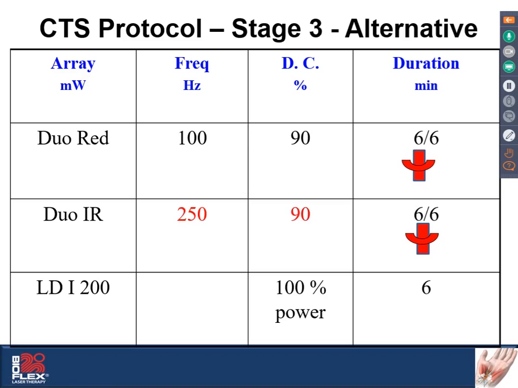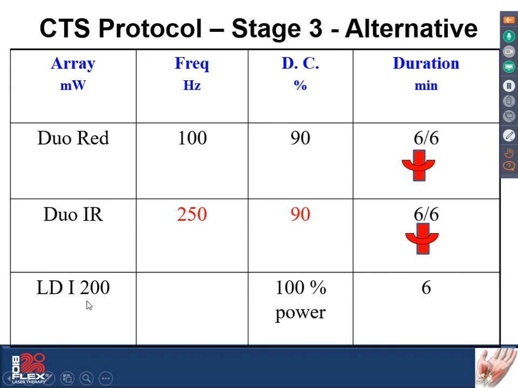And then into stage 3, you can really start to increase the frequency and the duty cycle of the dual infrared, keeping the other parameters pretty much the same. Okay, so that's a breakdown of how we might approach using those two placements over multiple stages of treatment.